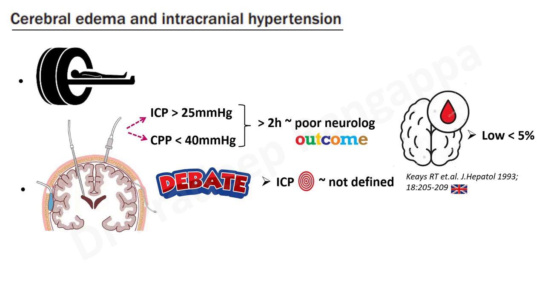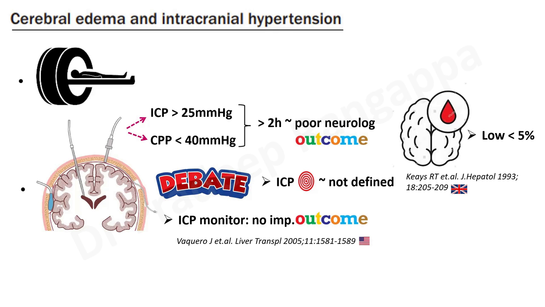But what is interesting is, although an ICP monitor is thought to have a risk of intracranial bleed, it is shown the risk of IC bleed is very low in acute liver failure. It is less than 5%. So although there is a fear that when we put an ICP monitor the risk of intracranial bleed is very high, overall, the studies have shown the risk of IC bleed is very low in acute liver failure.